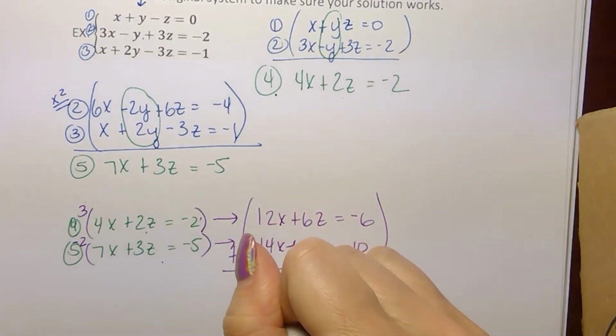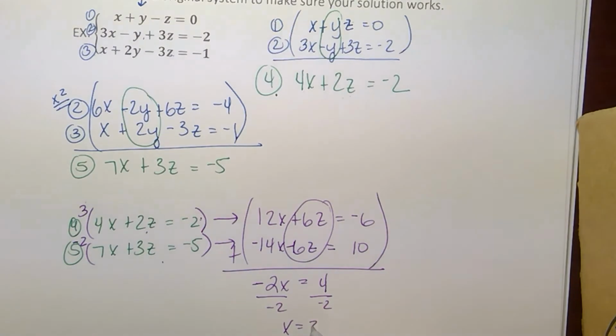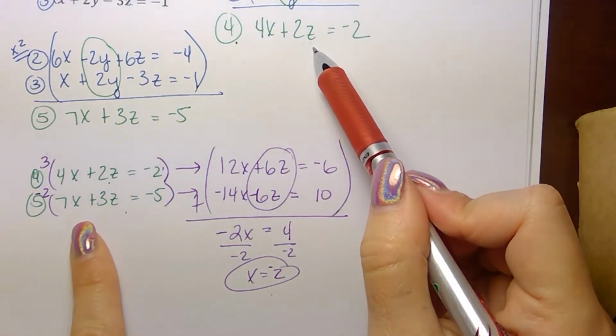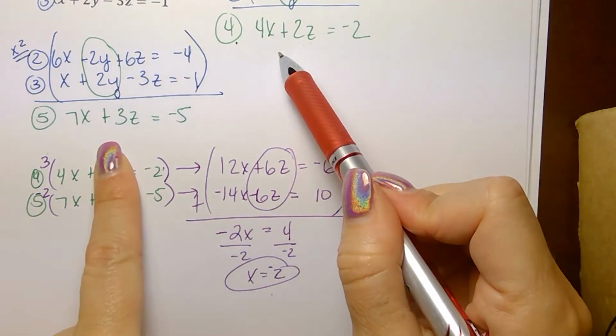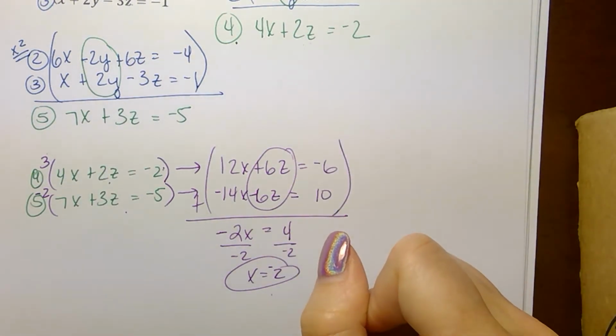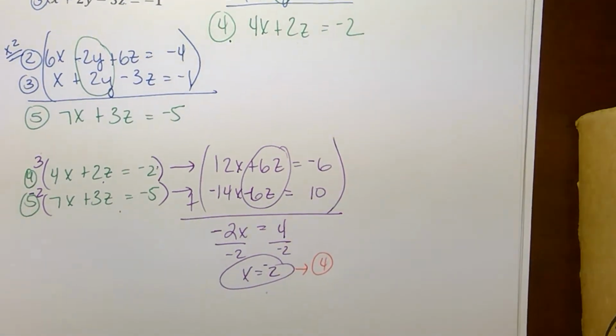12x minus 14x is a negative 2x. My z's add to 0, that was my goal, is equal to 4. So when I divide by negative 2, I get that x is negative 2. X is negative 2, that's my first value. Okay, I'm going to take this negative 2, where x is negative 2, I'm going to plug it in to either equation 4 or 5 to solve for z. I'm going to choose to plug it into equation 4. It really doesn't matter, but I'm going to choose equation 4.